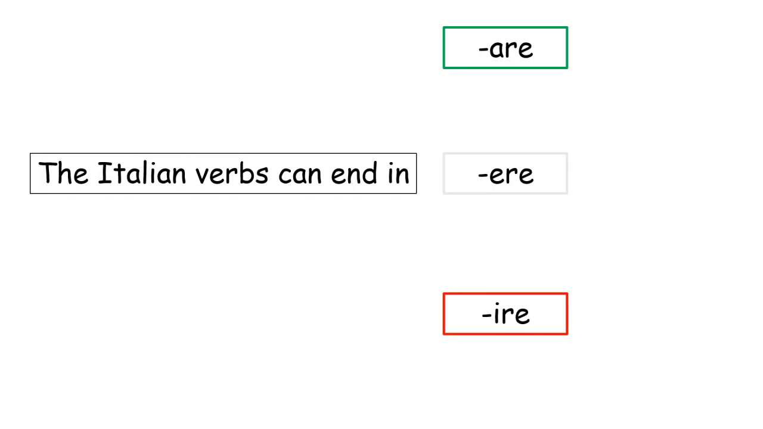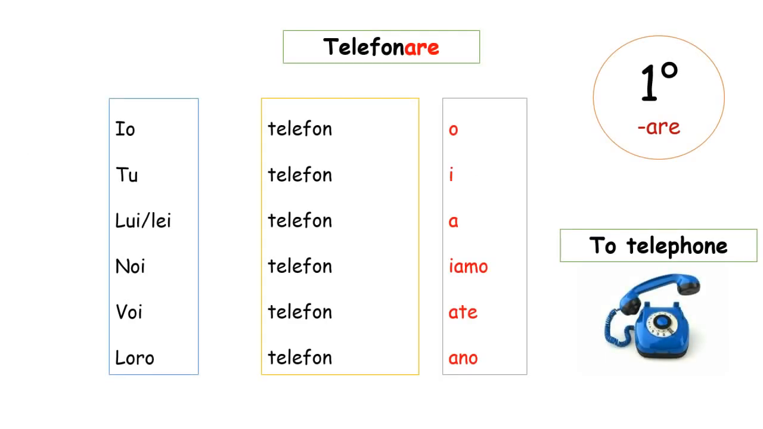Let's see again. We have verbs in are, ere, and ire. We will see one verb for each group, and in the description I will suggest other verbs that you can try to conjugate. The first group, telefonare. Let's see, first of all, a couple of things. What can you notice about this verb?